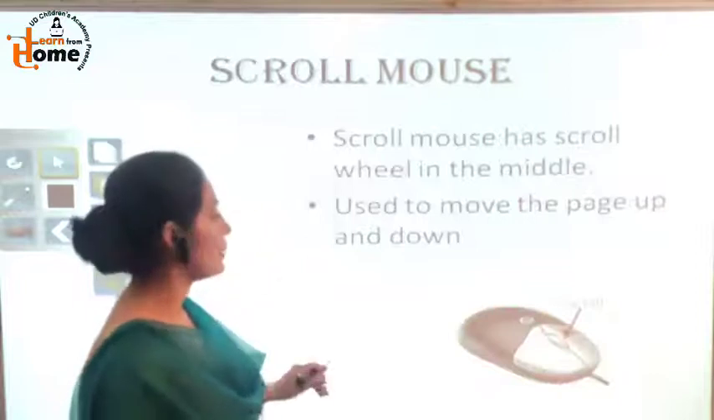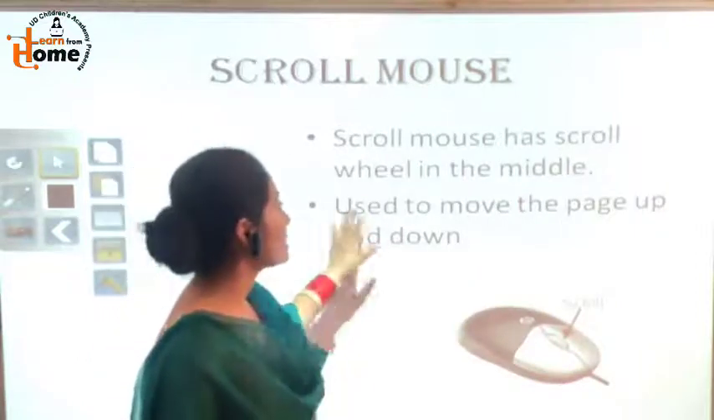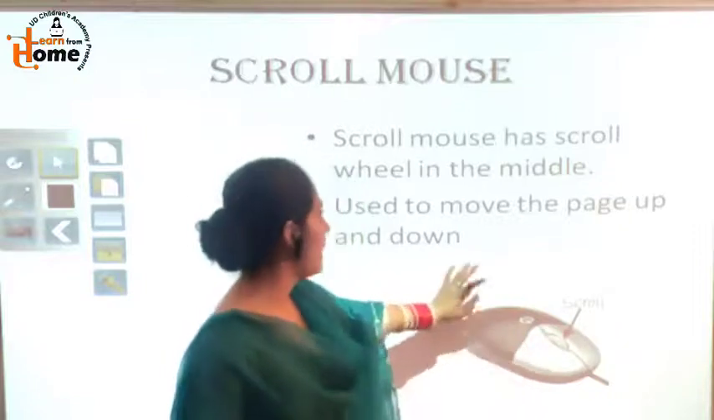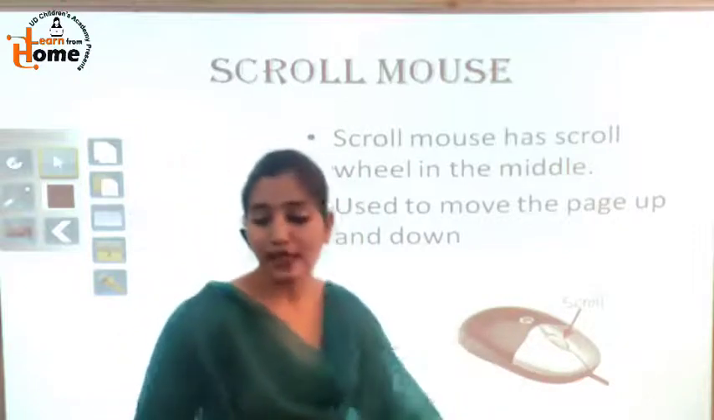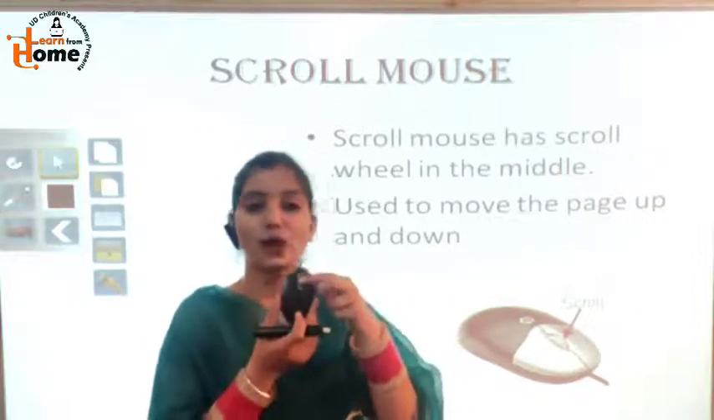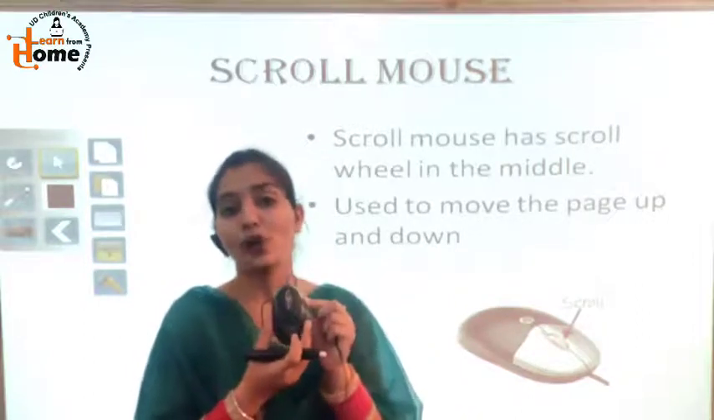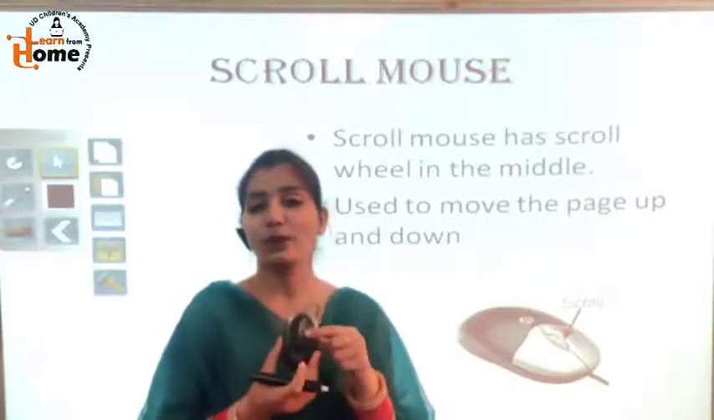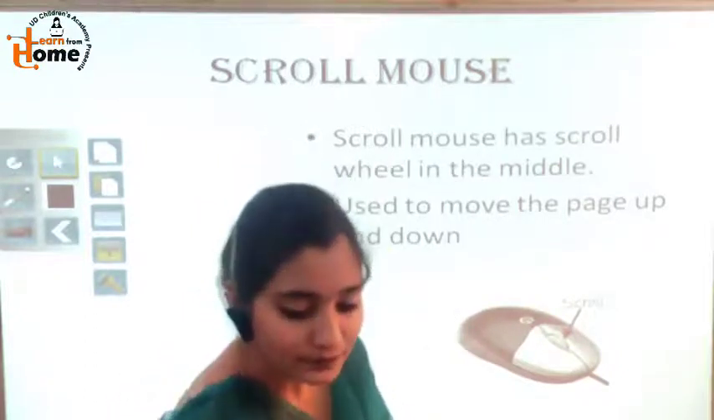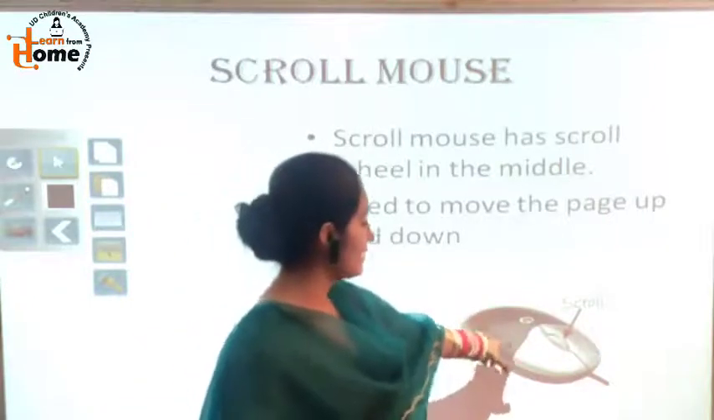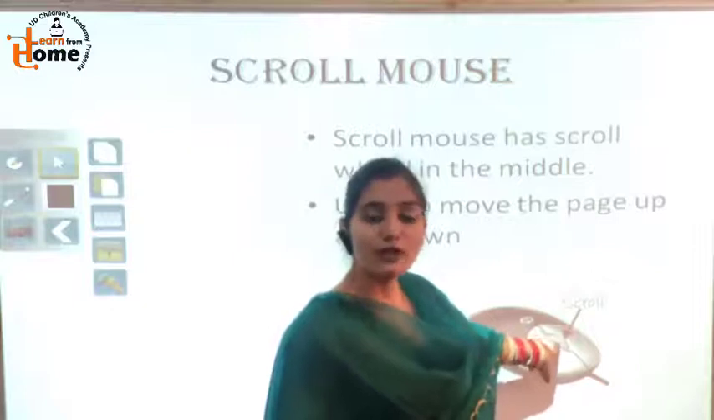Next, we have the scroll mouse. Scroll mouse has a scroller in the middle. Okay? It has a scroll wheel in the middle. The mouse that I was showing you has a scroll wheel, so it is a scroll mouse. Okay? Which mouse is this? This is the scroll mouse. It has a scroll wheel. Where is the scroll wheel? This is the scroll wheel of the mouse.